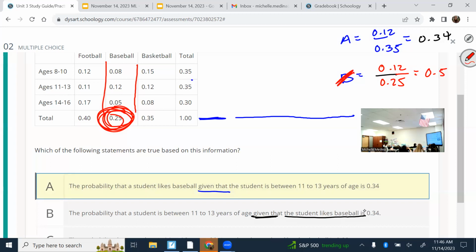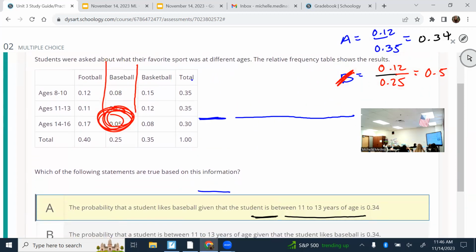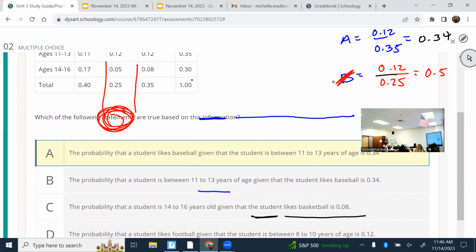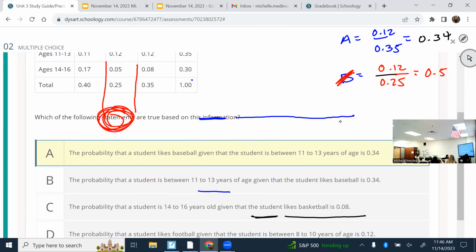It's different because of which one we're following. Make sense? Okay. Let me see what it says up here. So yeah, it must have shuffled each time I viewed it. So on my screen it's A, but see the difference in what we're even looking at, the different parts of the table. Let's do one more, let's do C. So C says the probability that a student is 14 to 16 years old, given that the student likes basketball.